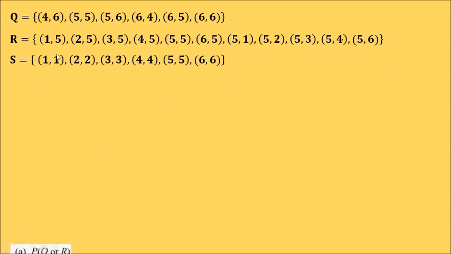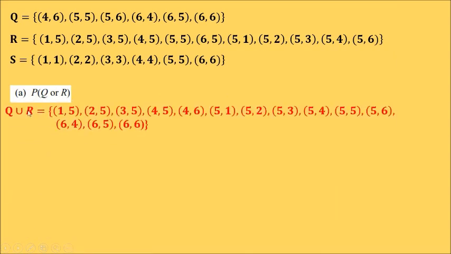Okay, so look at question A. Probability Q or R, probability Q union R. We list down Q union R. Here there are 14 outcomes out of 36. 36 is all possible outcomes when two fair dice are rolled simultaneously. Then Q union R is 14 possible outcomes out of 36. Then we simplify, 7 over 18.